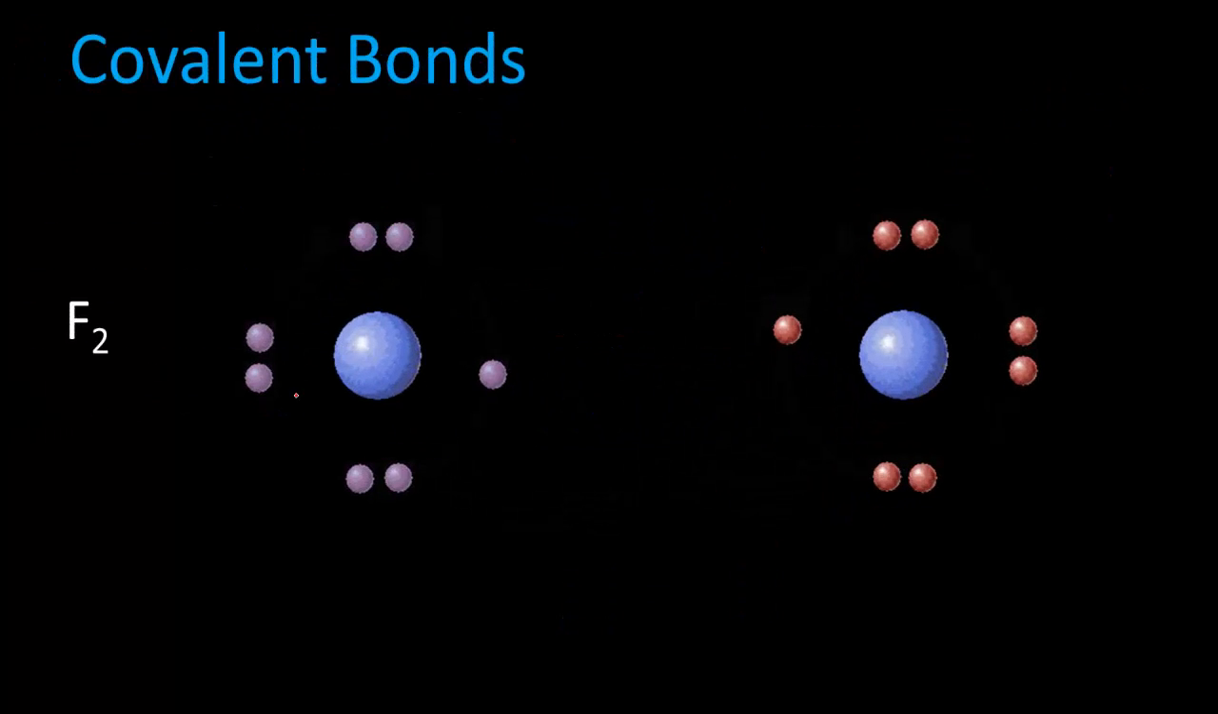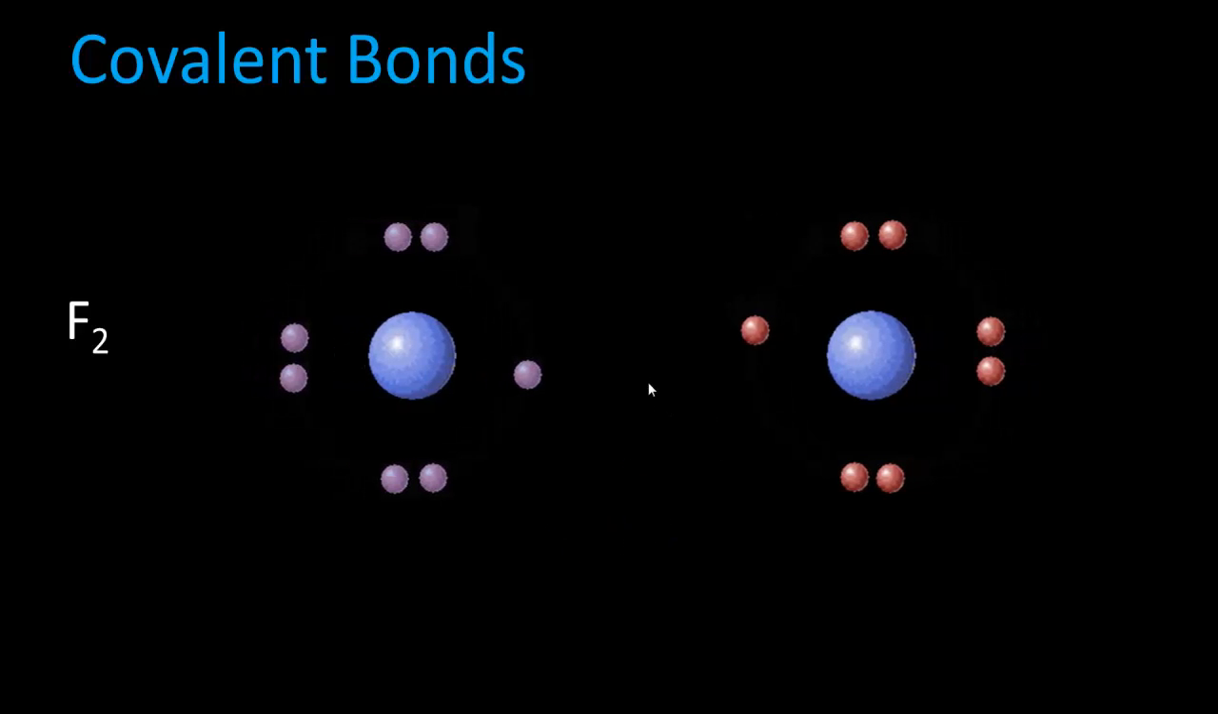Next example, we have fluorine. Fluorine has 7 valence electrons. I am only showing the valence shell electrons here. Now, they can lose 7 or gain 1. They would much rather gain 1, but neither one is going to give away any electrons because they are highly electronegative, which means they're going to share.